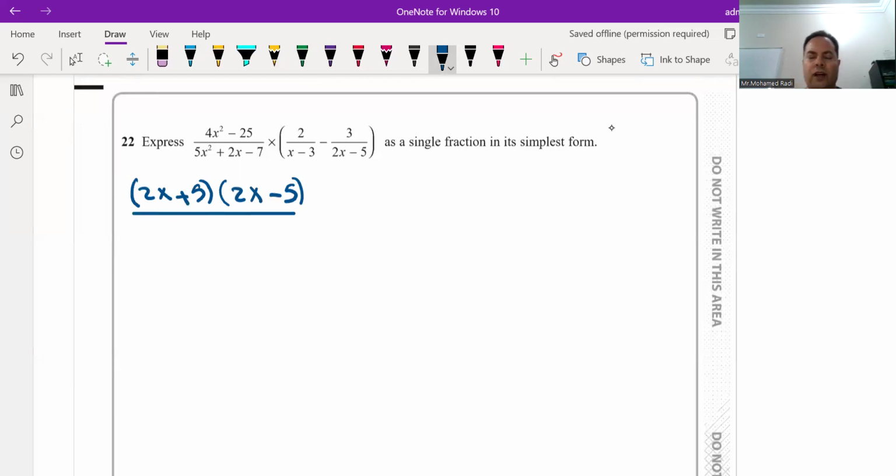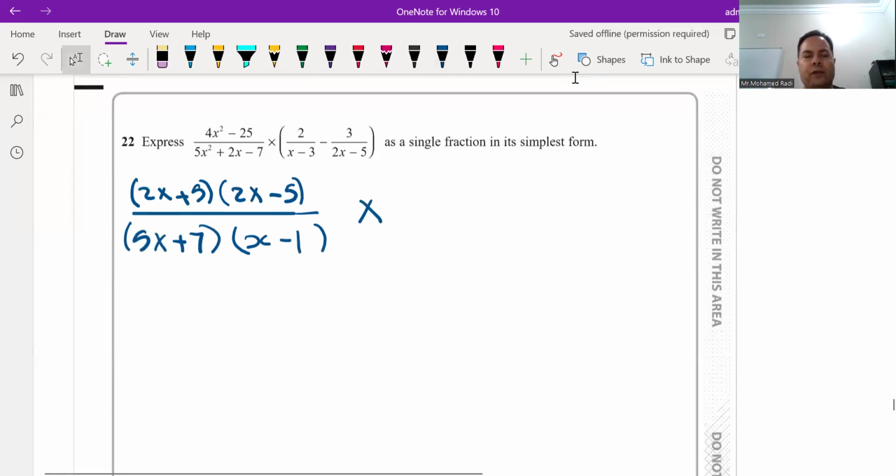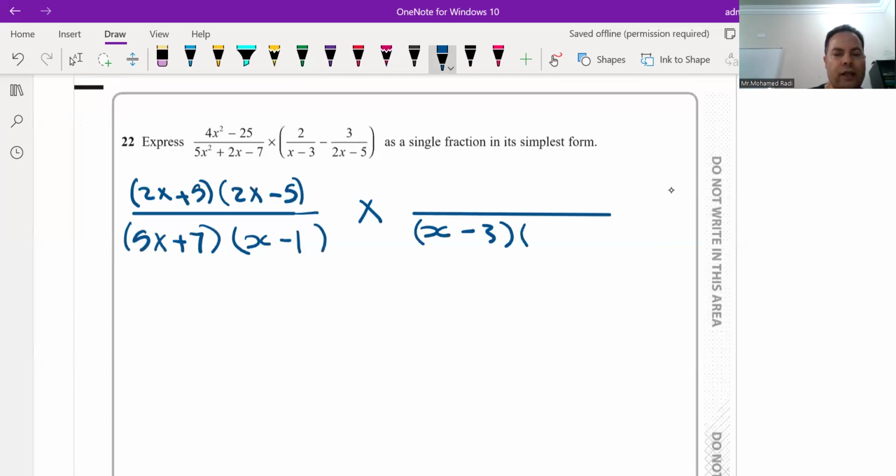The numerator is a trinomial. You can use your calculator mode 5-3 to help you factorize this part. No need to show your working out. You can write your answer directly: (x plus 7) multiplied by (x minus 1) is a trinomial. There are two fractions with a minus in between. You have to write it as a single fraction by multiplying by the common denominator first. There is no factorization, so write (x minus 3) multiplied by (2x minus 5).